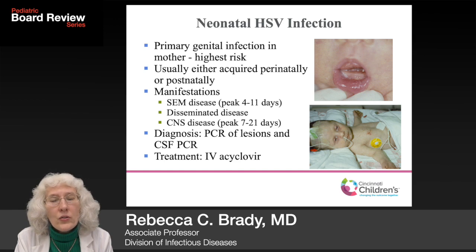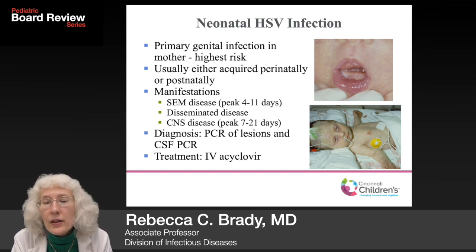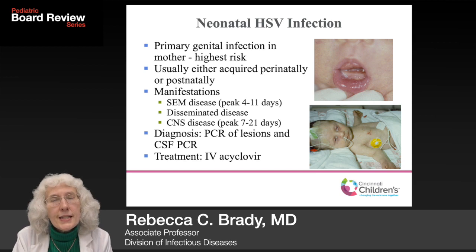The infant then acquires HSV, usually perinatally or postnatally. The different manifestations include skin, eye, and mouth disease. Those babies usually present between 4 and 11 days of age. And if you look there, there's some little vesicles on an erythematous base on the baby's mouth. More disseminated disease, it usually affects the liver, so you can actually have hepatitis and even acute hepatic failure, and also pneumonitis. And then the other place the virus tends to like to go in these young babies is the central nervous system, causing a meningitis or meningoencephalitis. That usually peaks a little bit later, about 7 to 21 days.